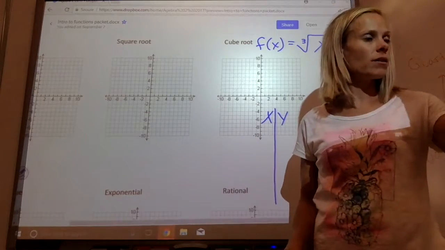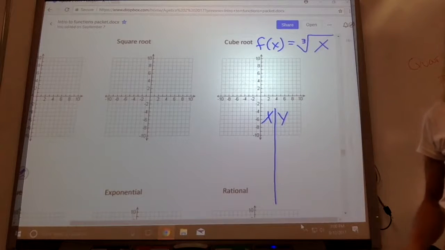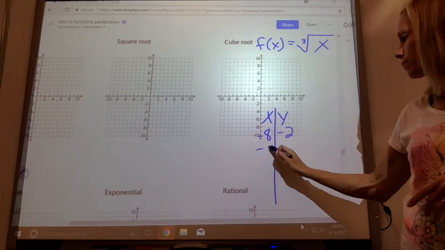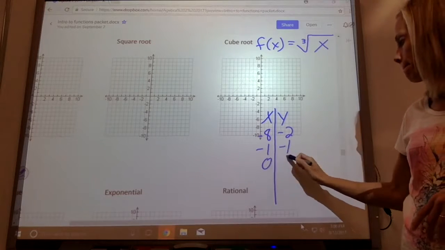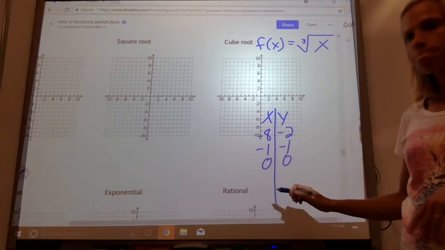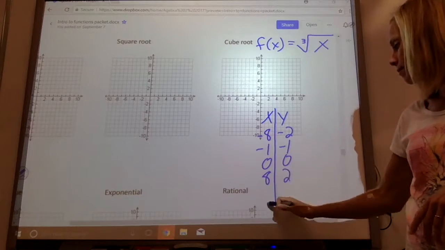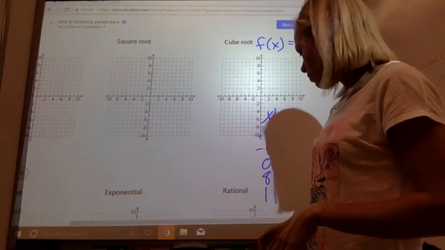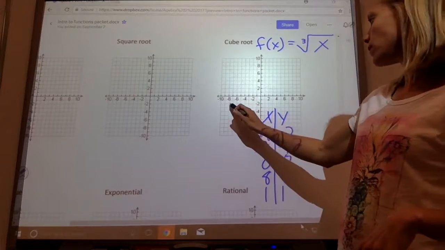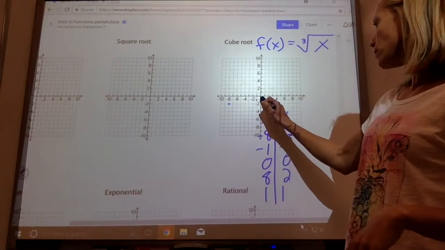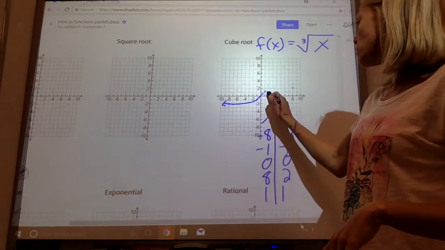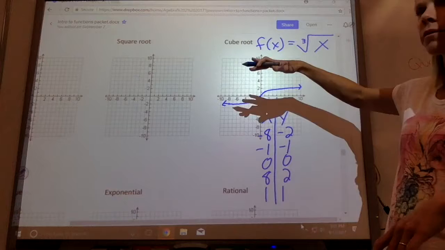Then you can go second graph, get some points. Mine's not working. Whenever I push enter, it says error. Okay, so you graph those points: -8, -2; -1, -1; 8, 2. Like I said, it should look like that cubic function, but it only got flipped on its side.